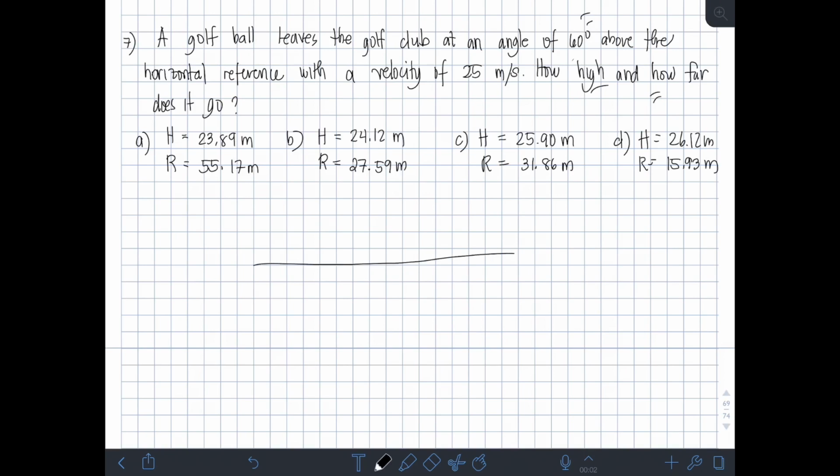So, pag dinraw natin yung figure, so let's say ito yung ground. Let's say ito yung point of release ng ball. So, meron siyang projectile motion. And then ito yung point of impact. So, let's say ito yung initial velocity v0 natin, equal to 25 meter per second. And then with respect sa horizontal, meron tayong theta na 60 degree. So, yung maximum height natin dito is, let's say, this point. Okay? So, capital H. And then yung range natin, o yung maximum distance is ito. Let's denote as R.